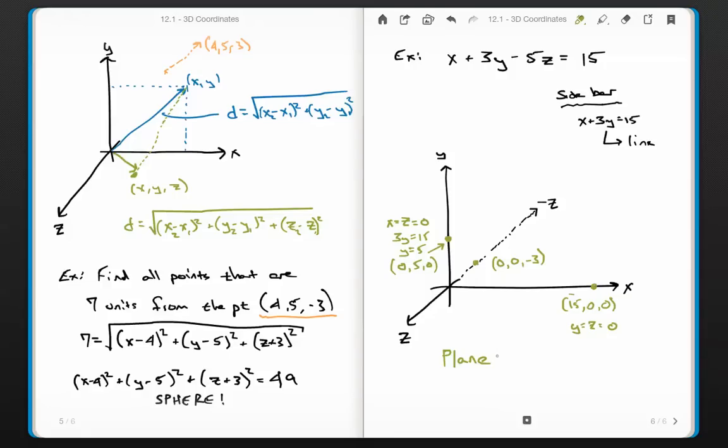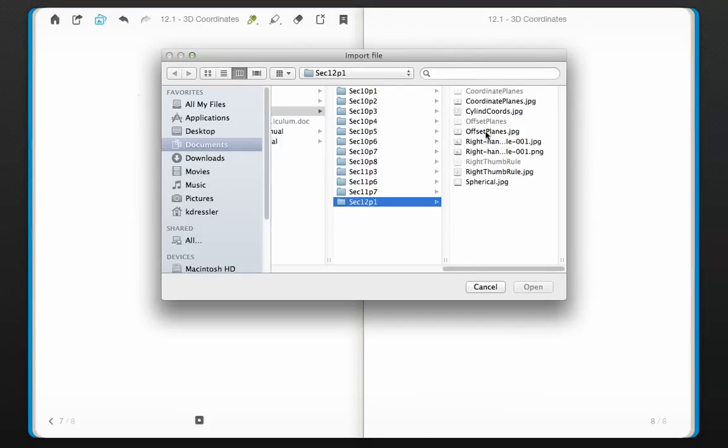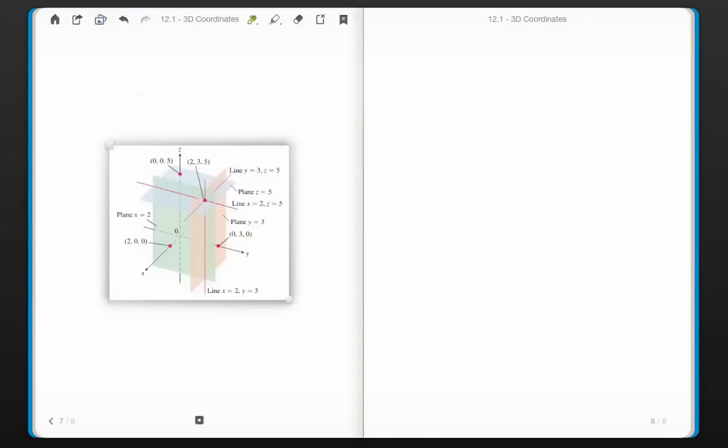Mathematically it's not very hard, but it's very challenging in terms of thinking where would this be, what shape would this make, where would this plane wind up, that kind of stuff. So what I thought was a good example to help you think in the right way is this one here, this thing that I called offset planes. And I ripped this right out of the book.